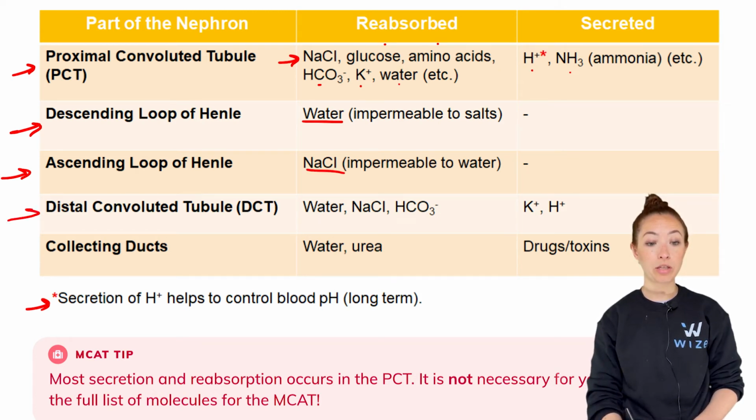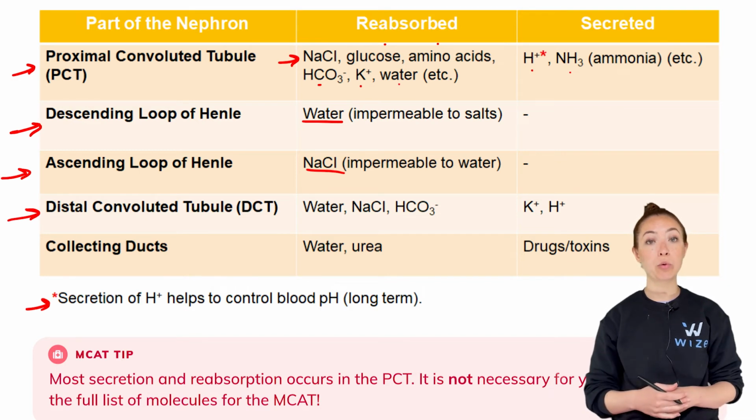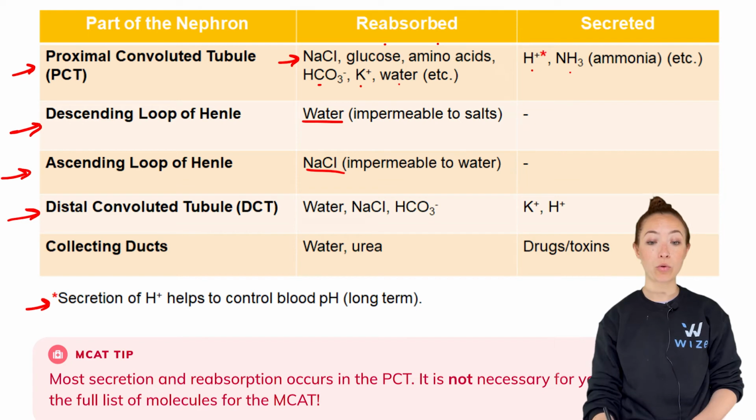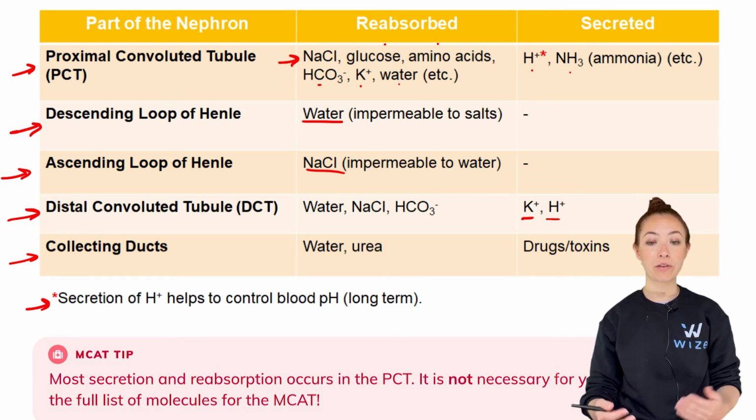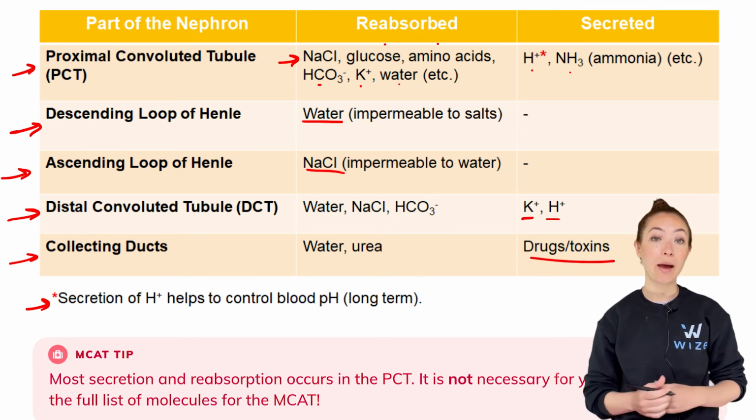And then we reach the DCT, the distal convoluted tubule, where there's more reabsorption of water, sodium chloride, and bicarb. And then there's also secretion of some potassium and protons. And then finally, at the collecting ducts, this is where we concentrate water. So there's mainly reabsorption of water and urea if that's needed. And then there's secretion also of drugs and toxins that can happen there.